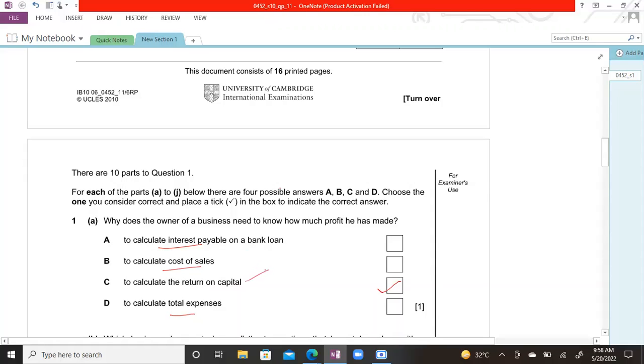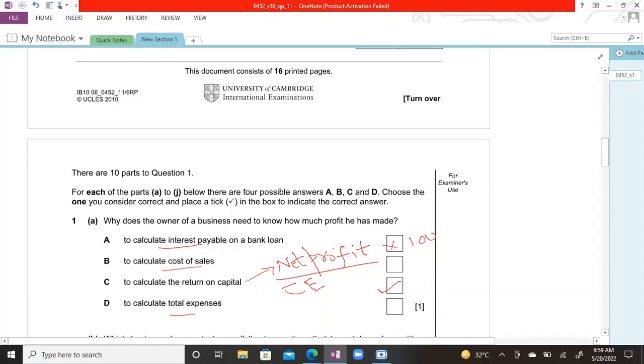In order to calculate the return on capital, we need the net profit. And when we need the net profit, definitely we need sales minus cost of sales plus other income if there is any, and minus expenses. Then we will get the net profit. And this net profit is multiplied by 100 and then divided by CE, capital employed. So then we get the return on capital.